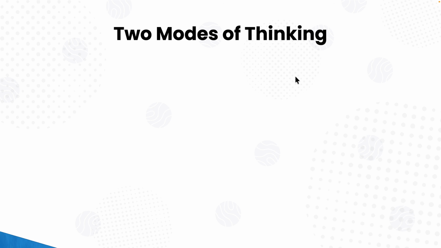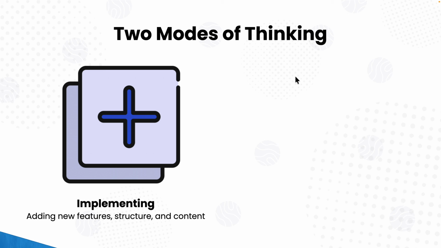And that is really two modes of thinking, two different mindsets when you're working on some type of tool, whether you're working inside of Lovable or Cursor or ChatGPT. You're either in one mode of implementing, so you're implementing new features, new structure, new content, creating something from scratch as well. And that is thinking through how this is going to work.